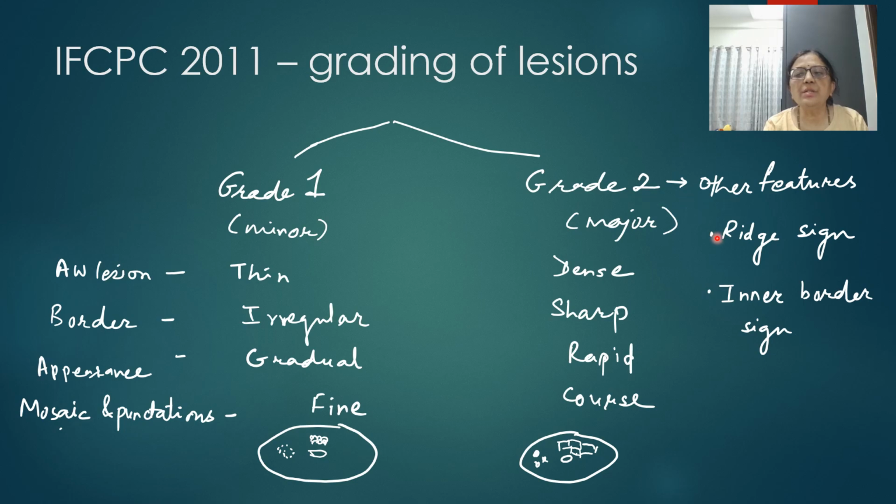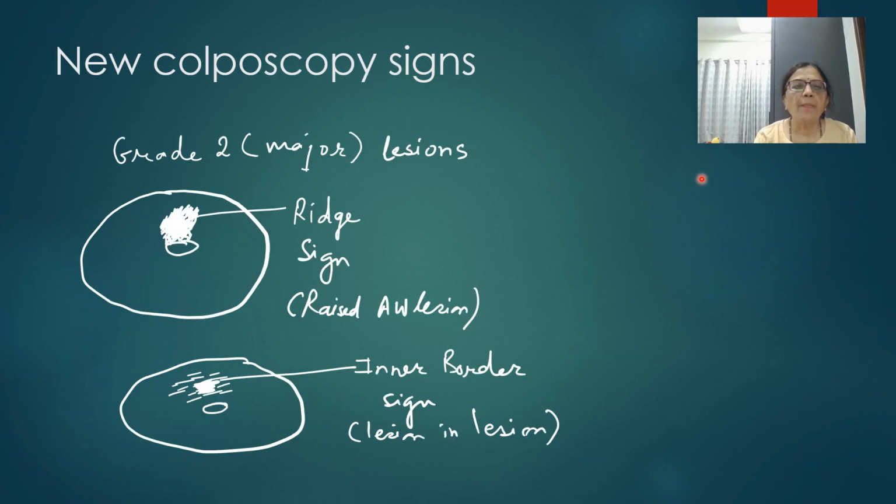Other features of a grade 2 lesion are the ridge sign and the inner border sign. These are the two new emerging colposcopic signs. It is a grade 2 or major lesion if there is a ridge sign. The meaning of ridge is the top, like the roof of a house. So if it is elevated, raised as compared to the other surface of the cervix, then we call it a ridge sign. A dense acetowhite area which looks slightly raised compared to the surrounding area is suggestive of a major lesion.